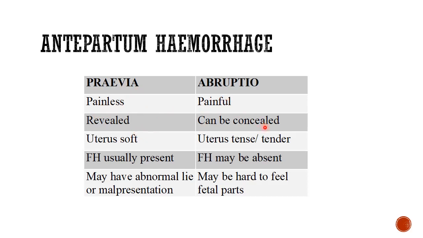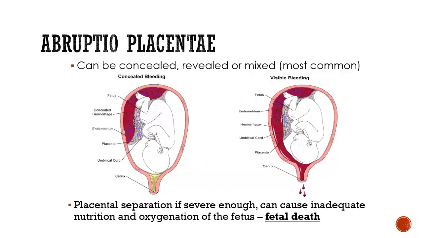it can be concealed. Okay, so for previa, the uterus is soft, fetal heart is usually present, and they can have abnormal lie or malpresentation. But for abruptio, the abdomen can be very, very tense. It's called woody hard. The fetal heart might not be present, it is difficult for you to feel the fetal parts, and sometimes the uterus may be larger than dates. So for abruptio, there are 2 types. You can have concealed bleeding, meaning that the bleeding is there and you cannot see, whereas revealed means the separation and the blood dripping out so you can see.